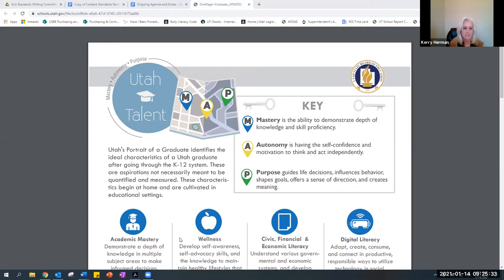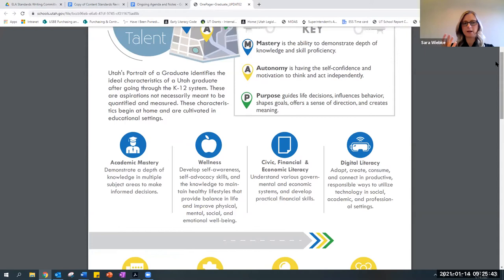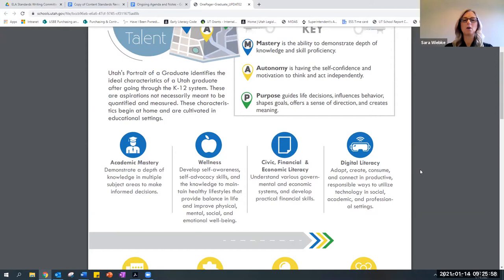Yeah. So I'm just going to briefly share with you, these are mapped out into three different areas. We have mastery, autonomy, and purpose. As you can see in the key right here, we'll begin with the mastery section. I want you to look at these four areas on the screen and think about, when we make a revision to those standards, how well do those standards fit into this portrait, this guide that we're using to ensure that the characteristics our students come out of our system with are included within our standards, and it's a smooth transition so that it doesn't seem like this is something separate. This would tie into our standards.